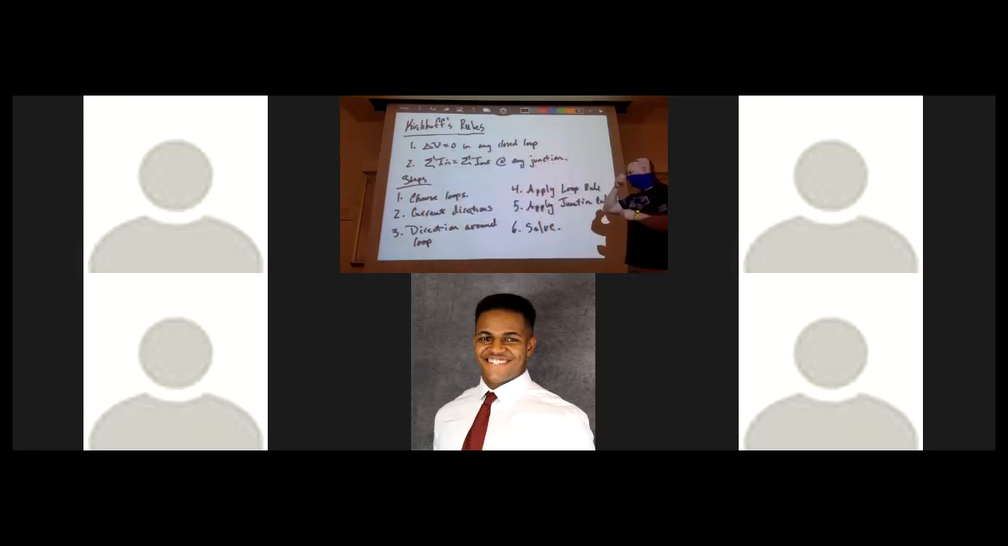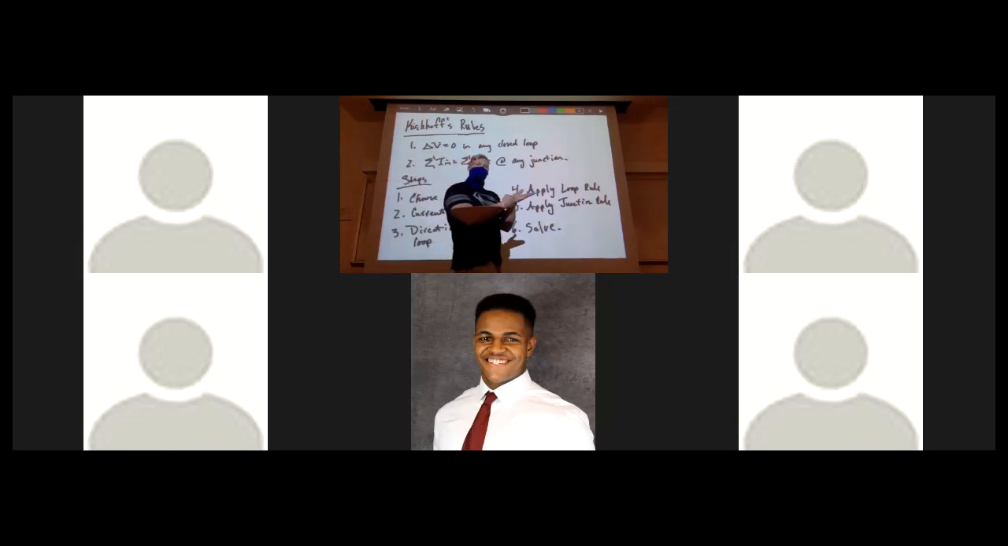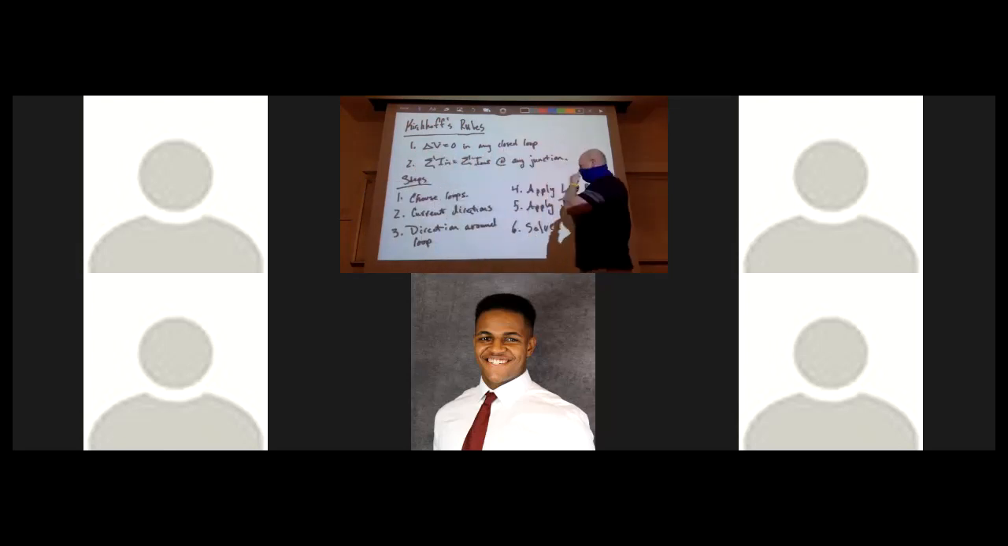Then you're going to choose the direction to go around the loop. That's mostly so you can get your sign conventions correct, because most of these depend on the direction of the currents. If I go across the resistor in the same direction as the current, I have a potential drop. If I go in the opposite direction, I have a potential increase. Then we just apply our two rules: the loop rule, then the junction rule, and then finally solve.